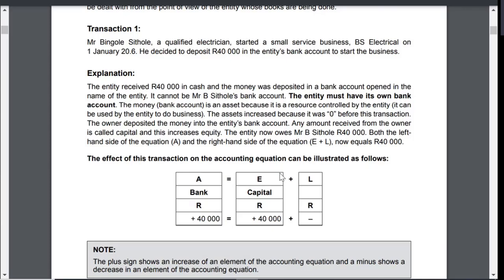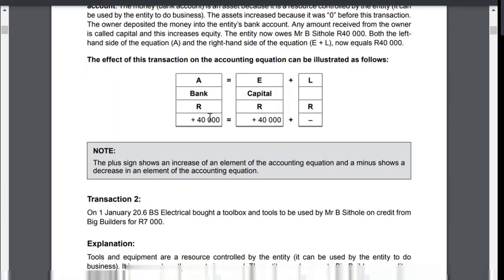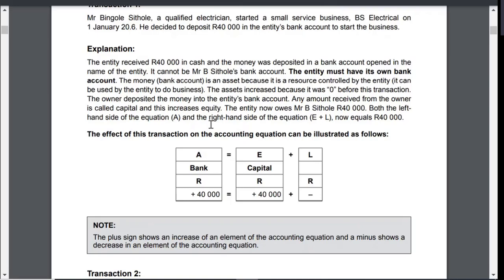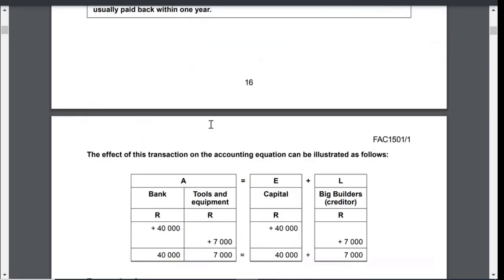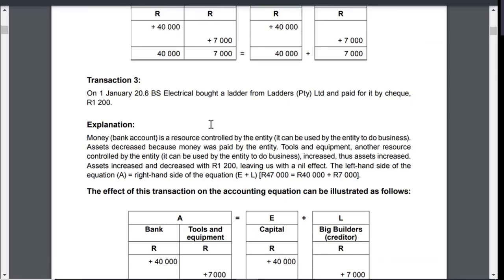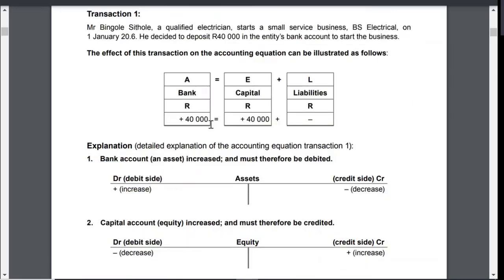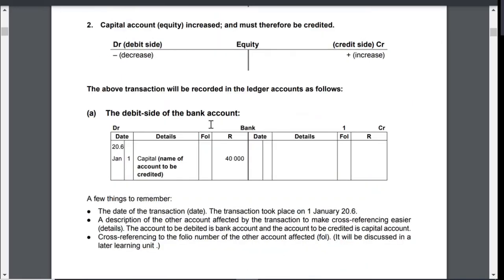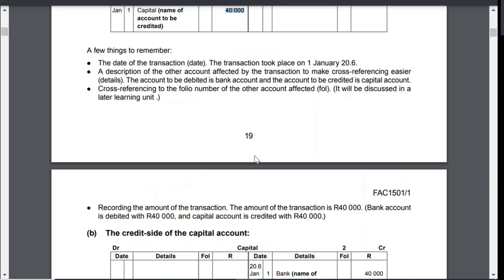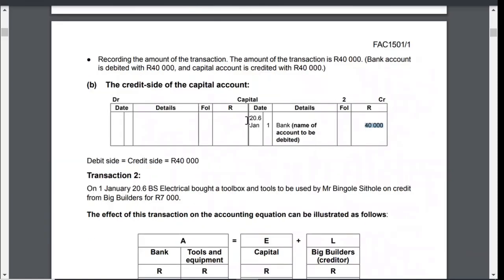And after this, the next step would be, after the 40,000, you would need to record this in your general ledger. There should be a general ledger for this 40,000. So the general ledger will be saying bank, debit 40,000, and capital credit 40,000.